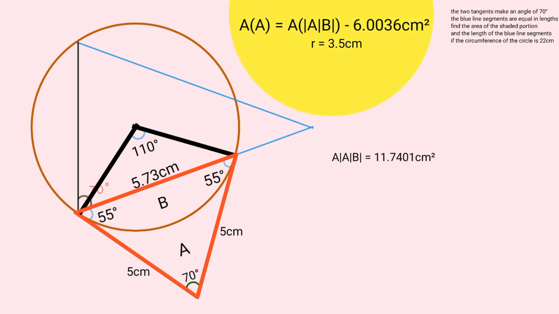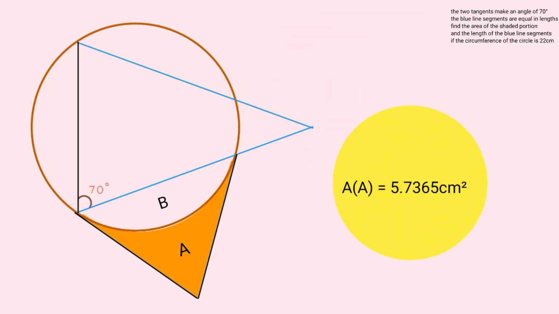Now if you come back here and substitute, area of A equal to 11.7401 centimeters squared minus 6.0036 centimeters squared, which is 5.7365 centimeters squared. So we found the area of A to be 5.7365 centimeters squared, which is the area of the shaded portion we are asked to find.